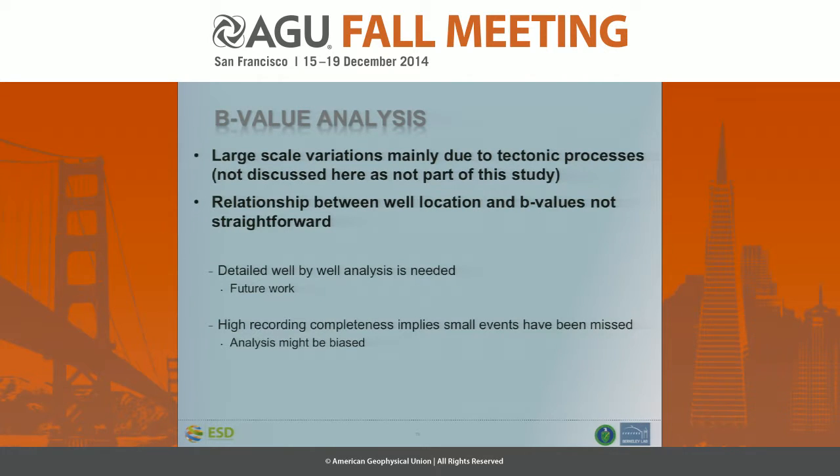And so more detailed analysis is needed. And as I mentioned, recording completeness is not very good, which might bias this analysis. If you don't have enough of the small events, the slope of the Gutenberg-Richter will be biased. Which means if you look at any induced seismicity work, most of them have a local network which is just determined to record those events.